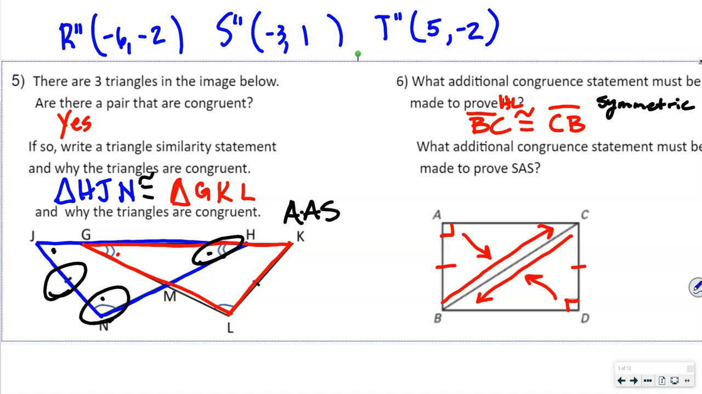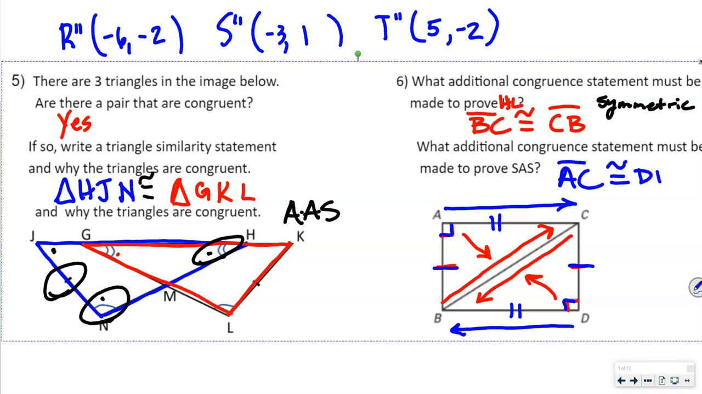Okay, now let's talk about the other one. It says, what additional congruent statement must be made to prove side angle side? So we had our side here, right? And then we have an angle, so don't we need that side up there? And again, we got our side and our angle, so we need that side down there, right? Okay, let's talk about this again. I'm going to go from right to nothing. So I'm going to say AC. So here I'm going from right to nothing. Y'all see that? So that's going to be DB. Now look, you got to write these statements correctly, and you got to find the right statements when you are looking for these on the test, okay?